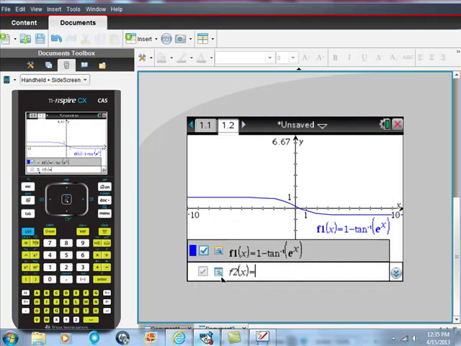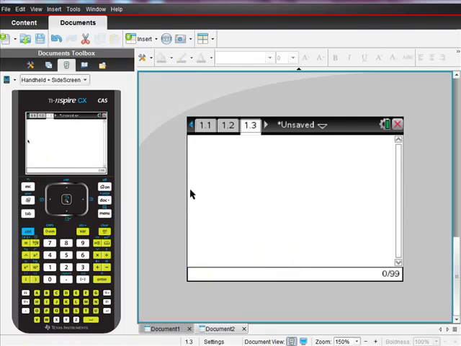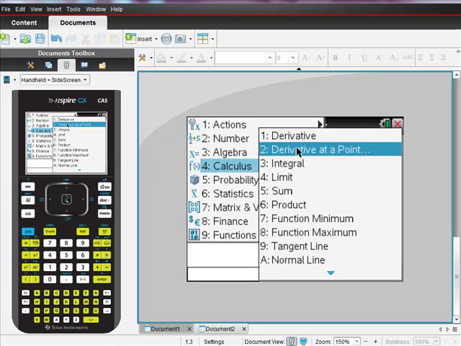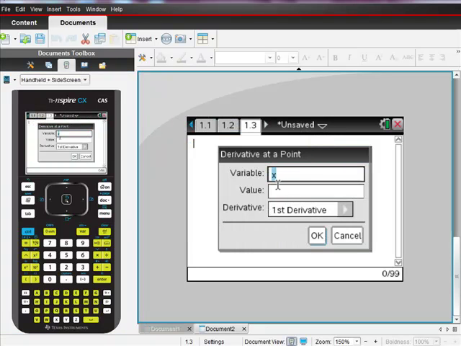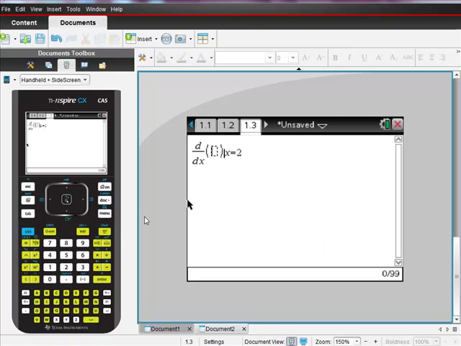If you want to see it, I go to my calculator here, insert calculator, and I ask, what do I want? Acceleration. So I go to menu, I go to calculus, I go to derivative at a point. I'm going to let the variable be x. The value is 2, right? They want v prime at 2. I do want the first derivative, so I say OK. And now I'm just going to fill in the blanks here.